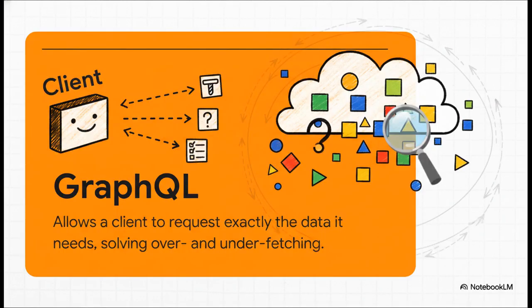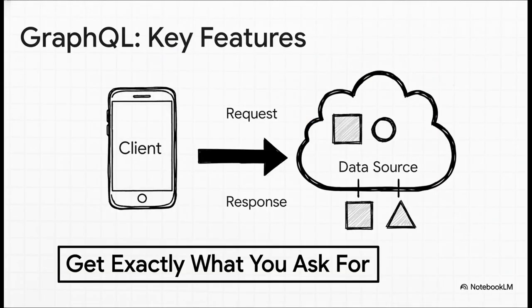Okay, our next synchronous protocol is GraphQL. And this one was created to solve a really common headache for front-end developers: how to get data from the back-end efficiently. The superpower of GraphQL is that it lets the client call the shots. Just imagine a mobile app that needs to show a user's profile, their latest posts, and their followers.